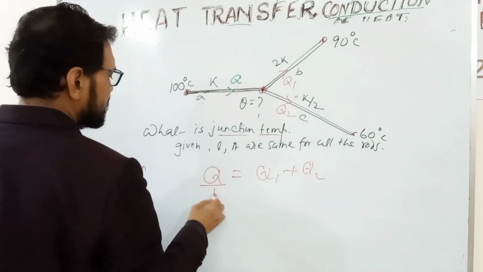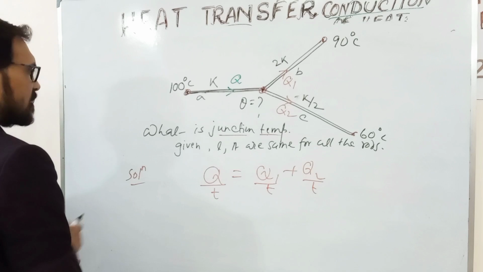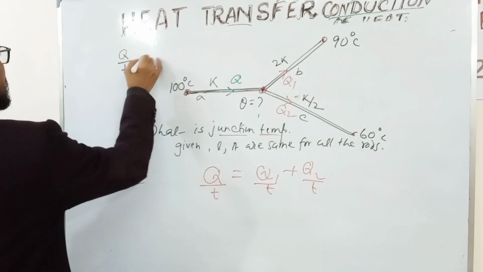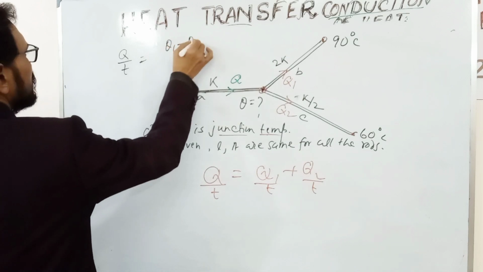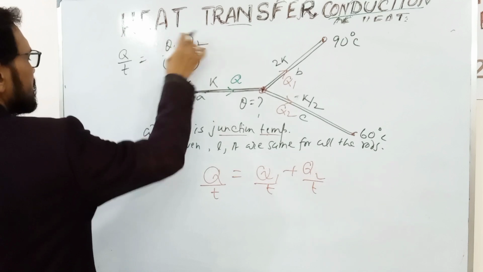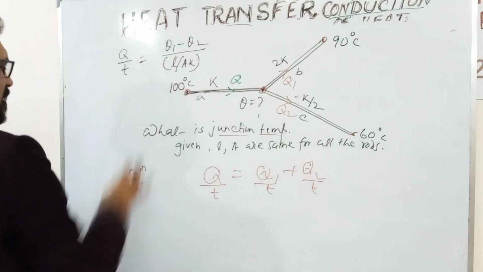Now if we divide it by T on both sides, then this will be the rate of heat flow. Now what is the formula of rate of heat flow? The rate of heat flow formula will be theta 1 minus theta 2 by L by AK. Theta 1, theta 2 are the temperatures of the hot and cold reservoir. This is the thermal resistance.